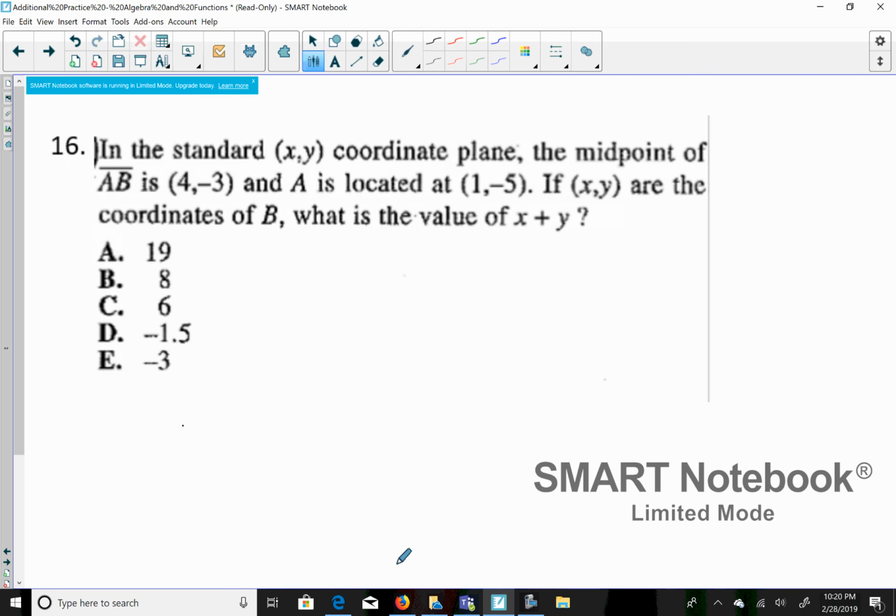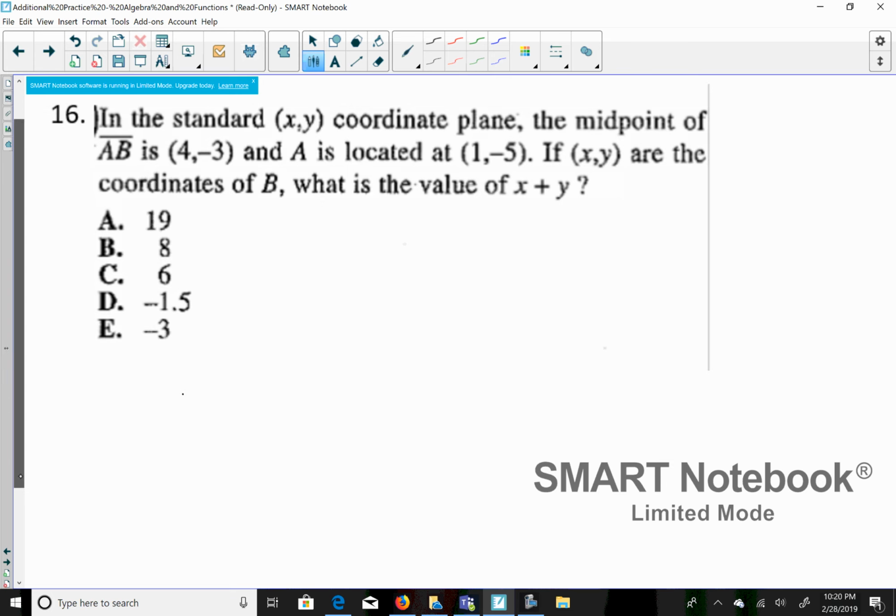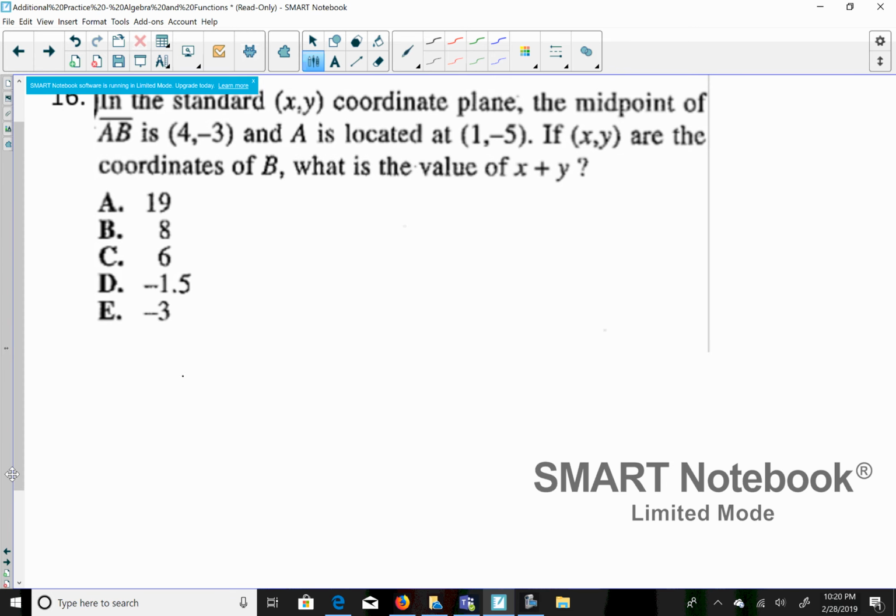And finally, the last question on this review. In a standard XY coordinate plane, the midpoint of AB is 4, -3. A is located at 1, -5. If x and y are the coordinates of B, what is the value of x plus y? So I tend to use the midpoint formula for this.